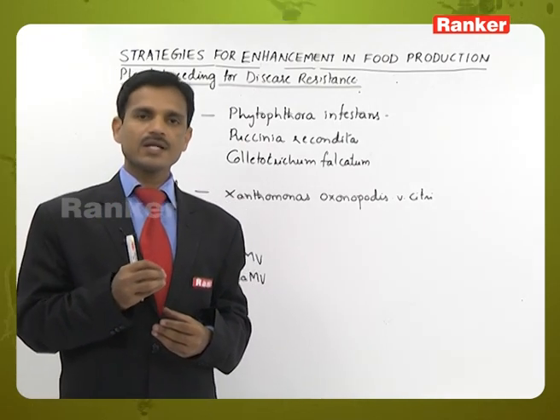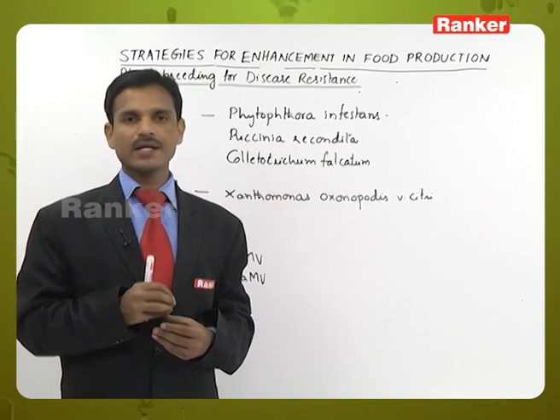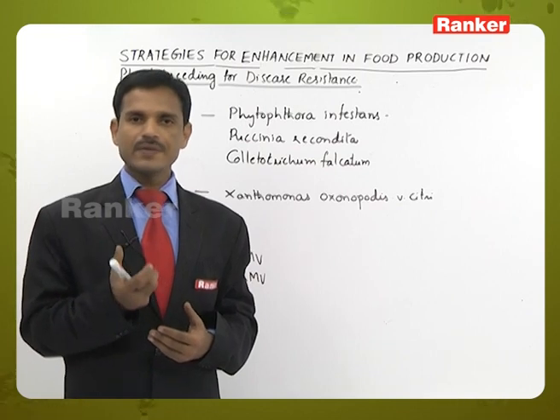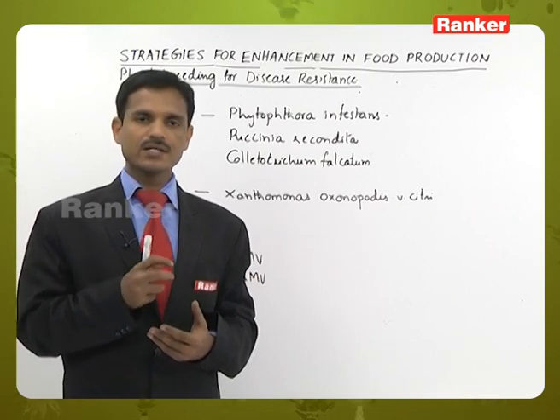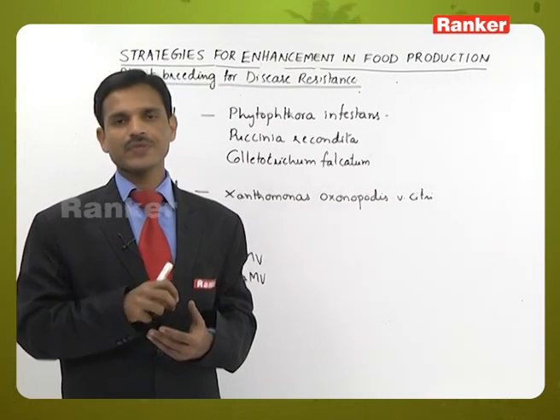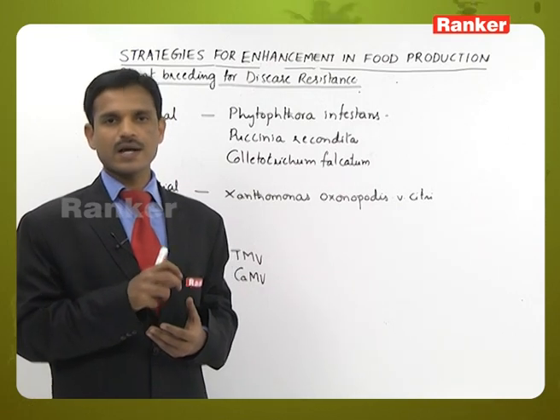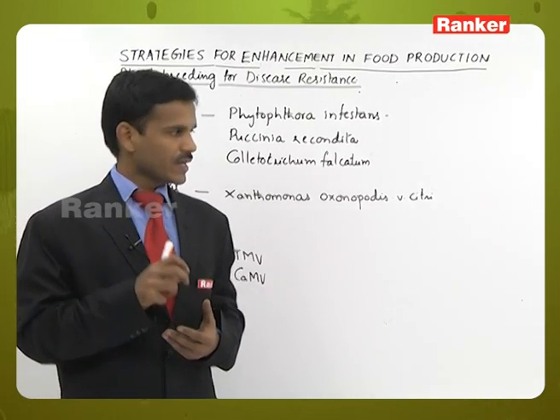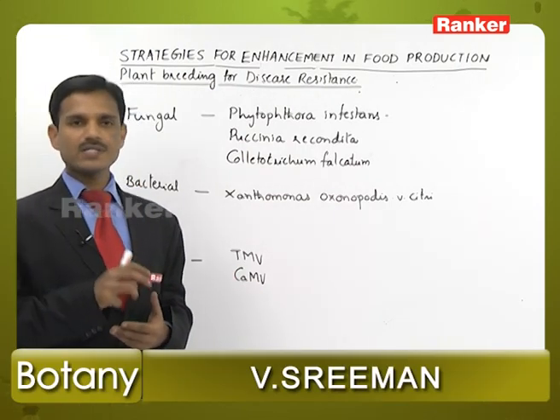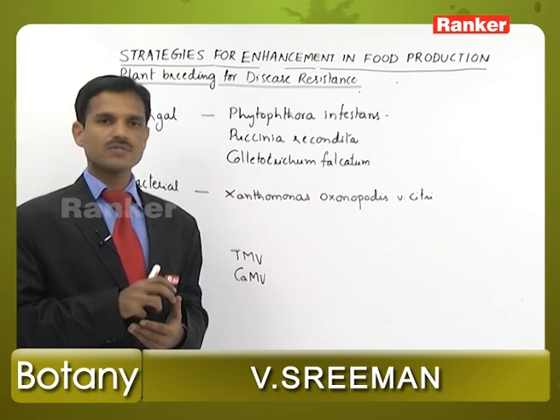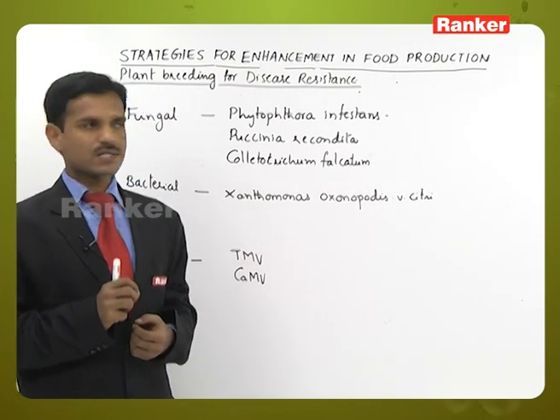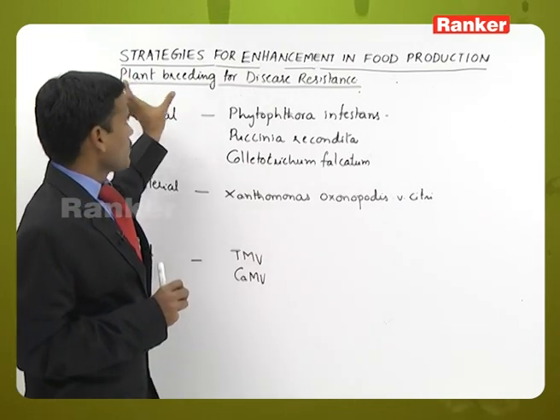We can incorporate disease resistance into the plant by plant breeding technique, by conventional methods, or by genetic techniques like genetic engineering or molecular techniques. By using molecular tools also we can incorporate all these qualities, not only disease resistance but different qualities. After the incorporation of the disease resistance quality or gene, the plant shows disease resistance. So that is about disease resistance developed by plant breeding technique.